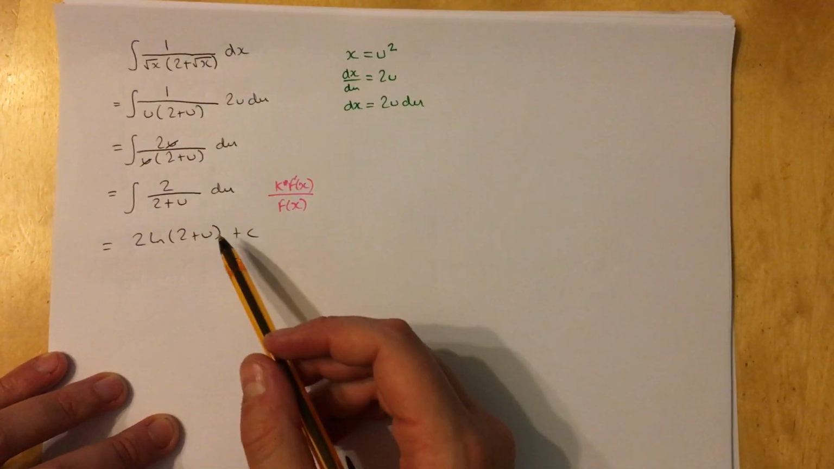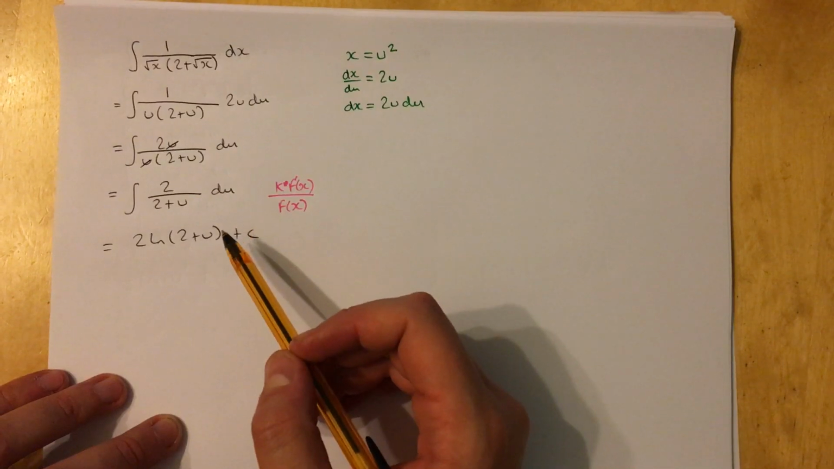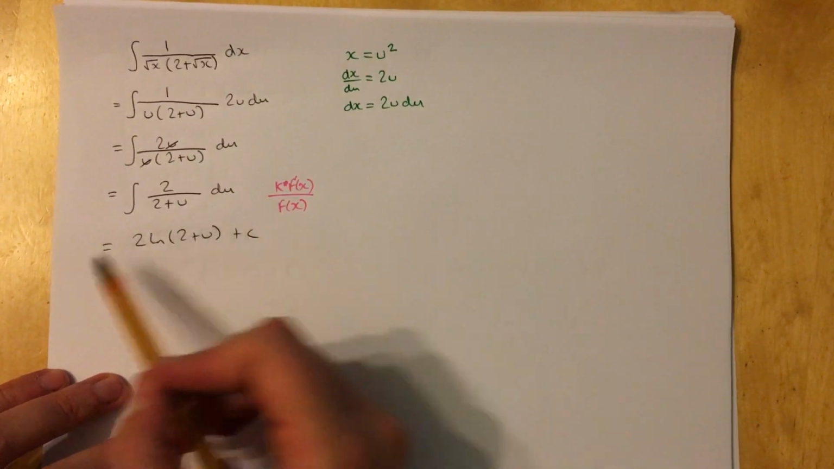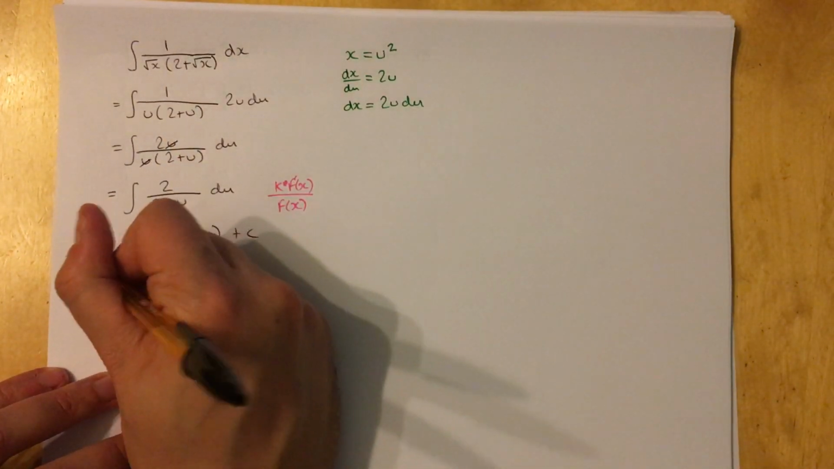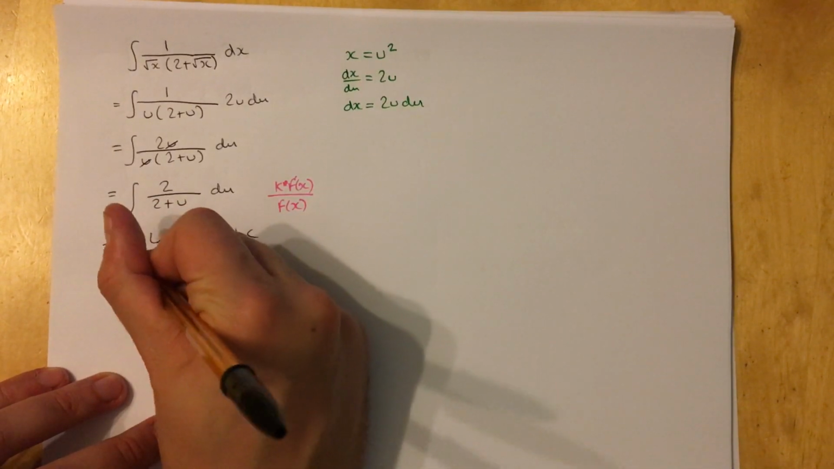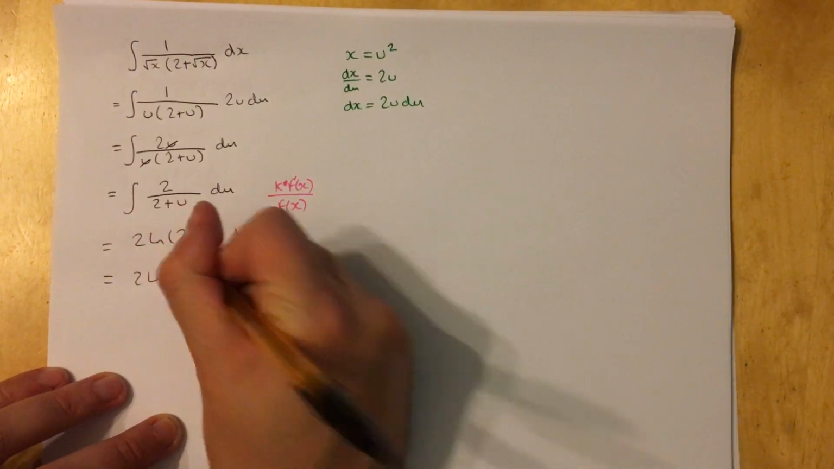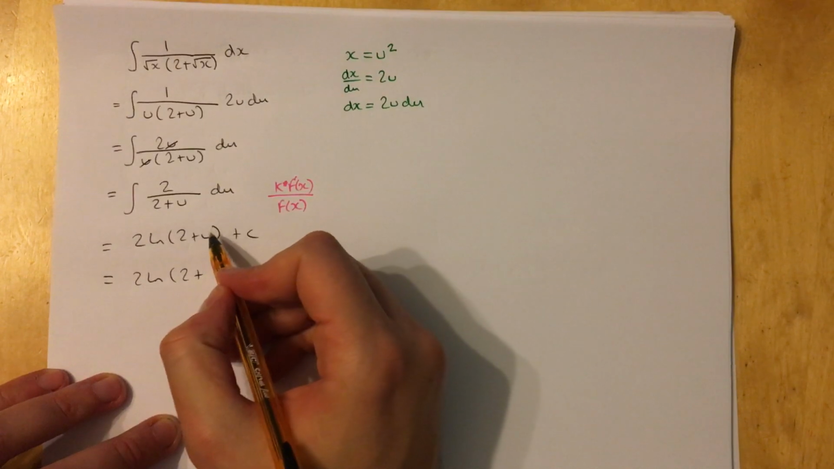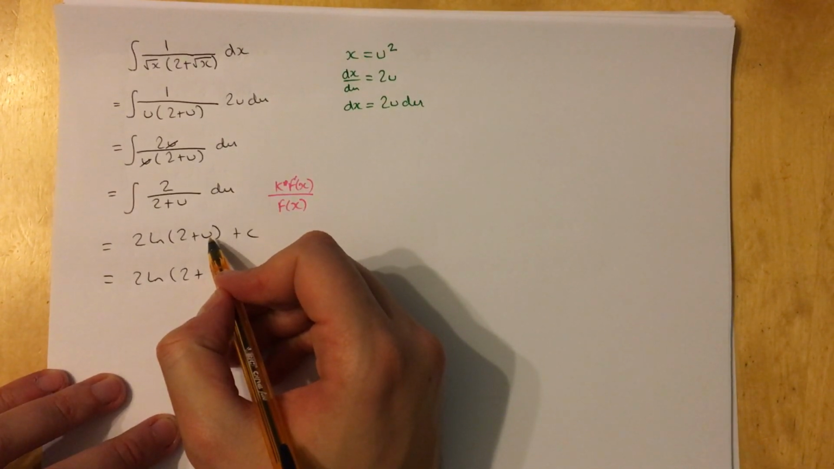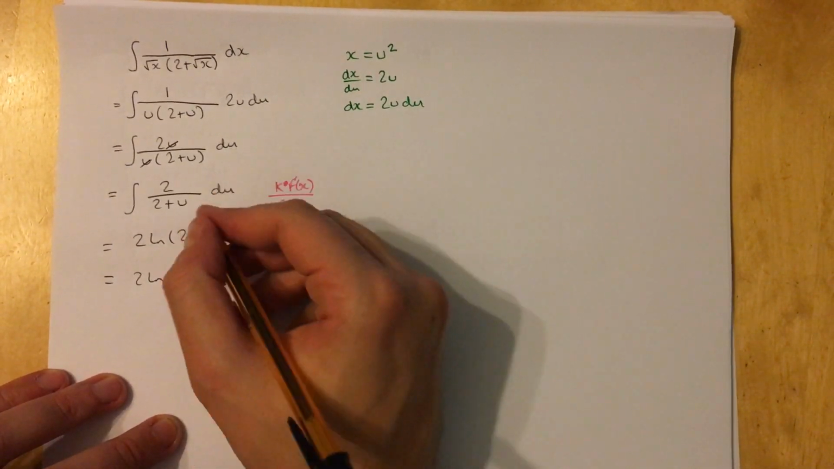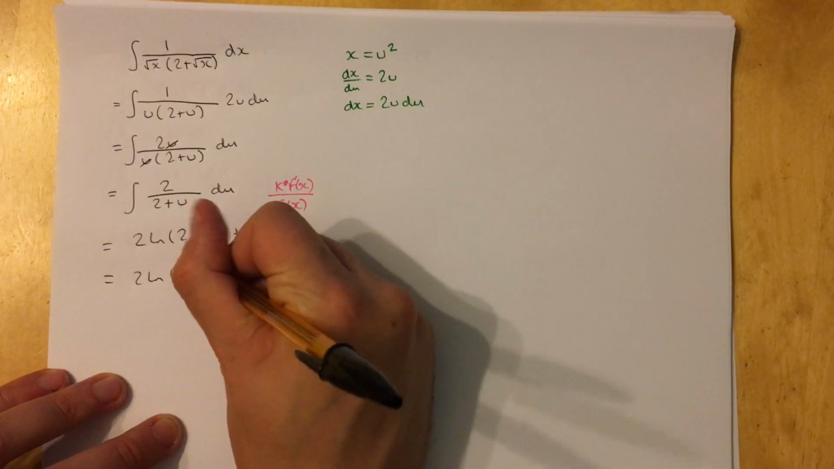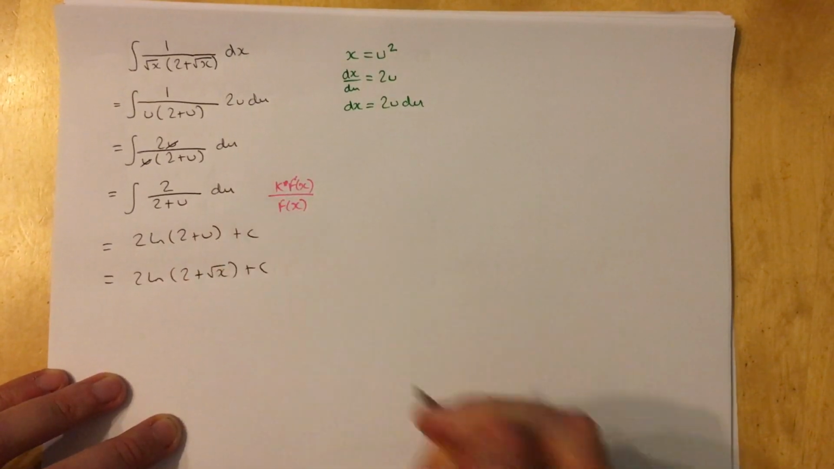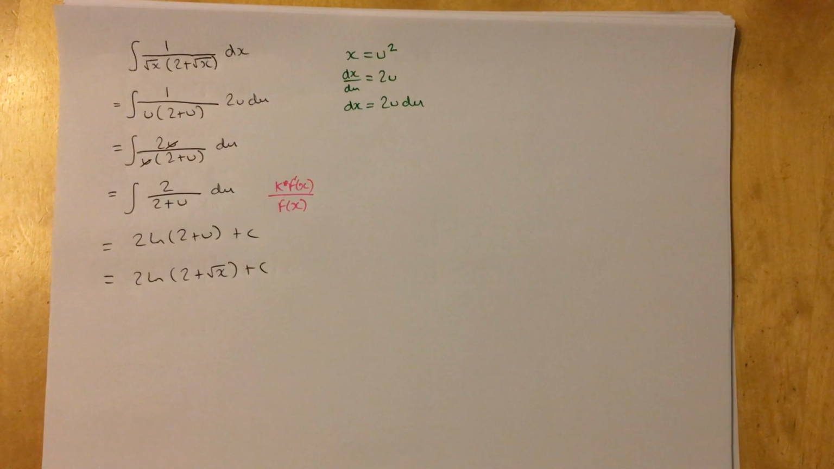Same as usual. What we now need to do is we need to write our function in terms of x, seeing as our original function was in terms of x. So we're going to have 2 ln 2 plus, and u is going to be root x. And we're done. Okay.